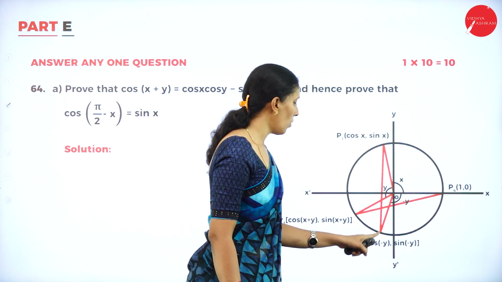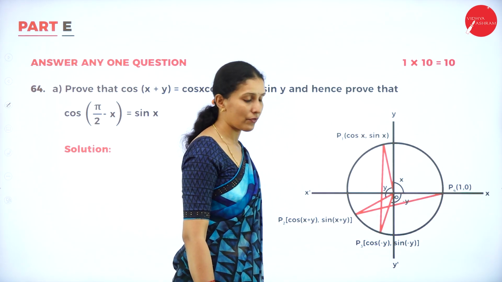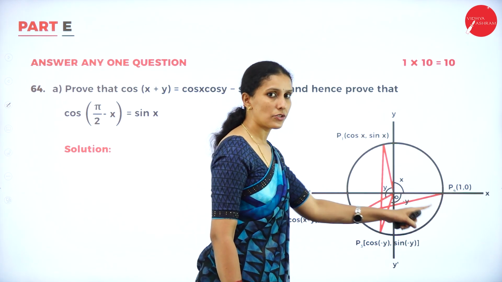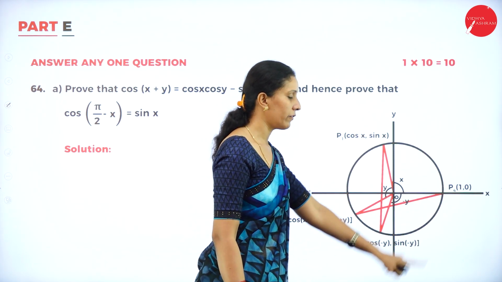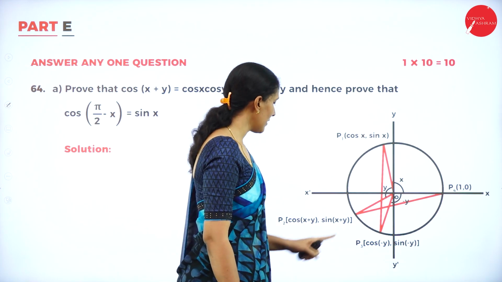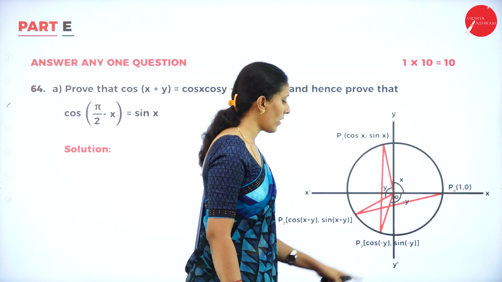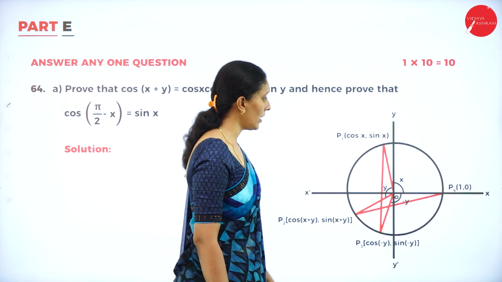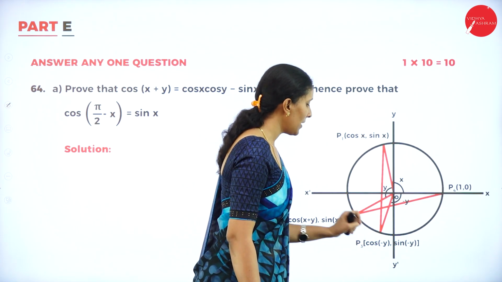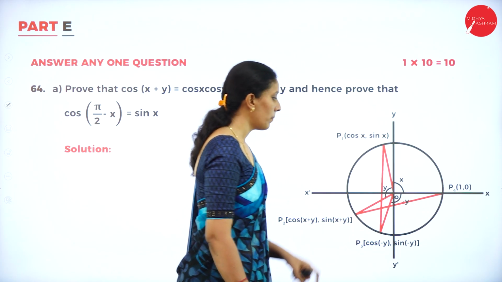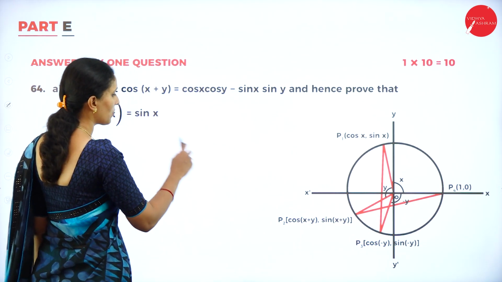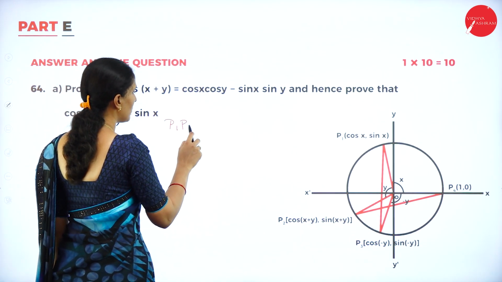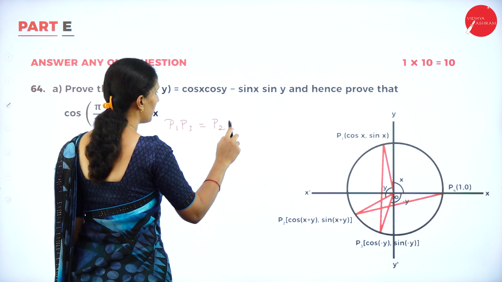Similarly, let angle P4OP3 be minus y here, and write the coordinates of P1, P2, P3, P4, that is cos x, sin x; cos(x plus y), sin(x plus y); cos(minus y), sin(minus y); and 1, 0 respectively. Join P1P3 and P4P2. So using the distance formula, P1P3 is equal to P2P4.